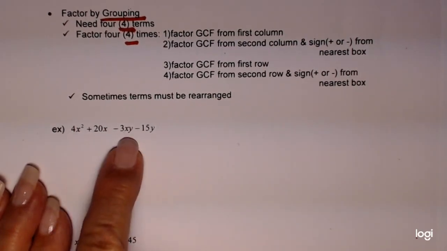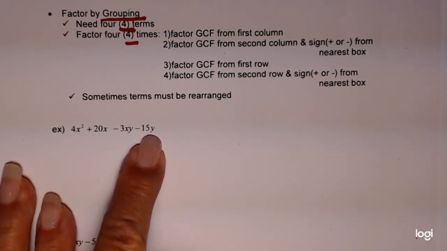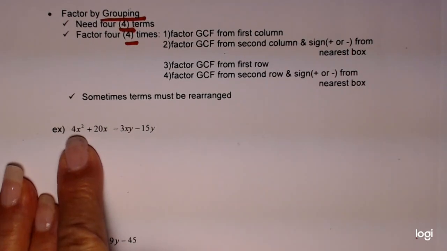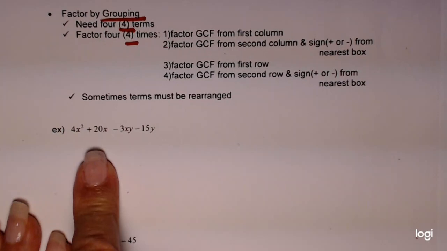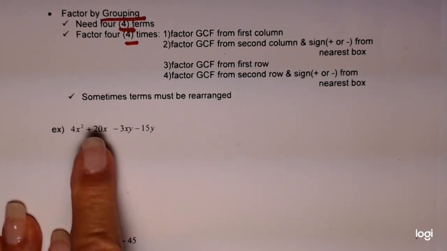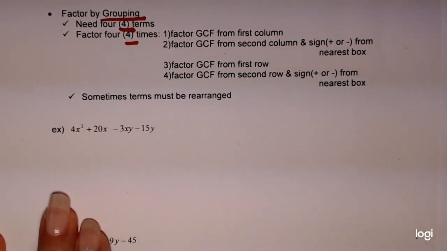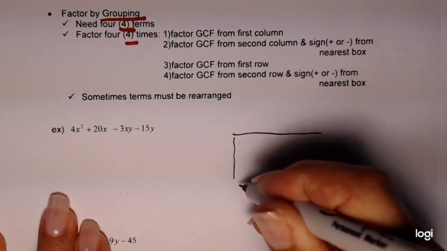X squared, x, so x is looking good. However, no x back here. So we can't pull out an x as a greatest common factor. And then these 2 back here have y's, but up front these 2 don't. So there is no greatest common factor here, because we do want to check and make sure that if there's a greatest common factor, we pull that out first. So there is none. So we can go to our factor by grouping now. As I said, I like to use a box to do this.